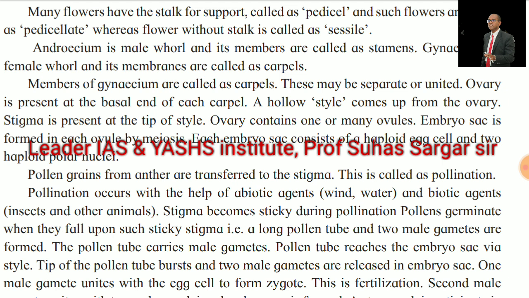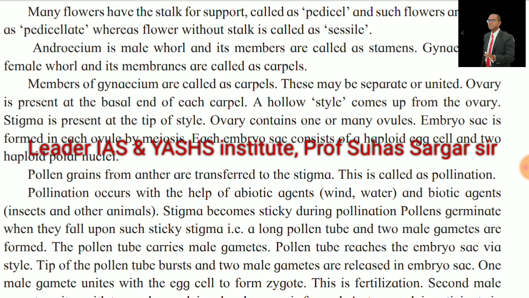Androecium is the male whorl and its members are called stamens. Gynoecium is the female whorl and its members are called carpels. These may be separate or united. Ovary is present at the basal end of each carpel. A hollow style comes up from the ovary. Stigma is present at the tip of the style.